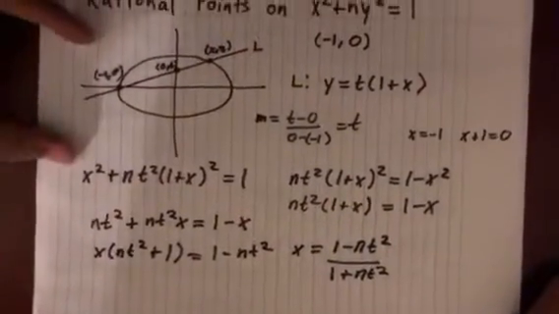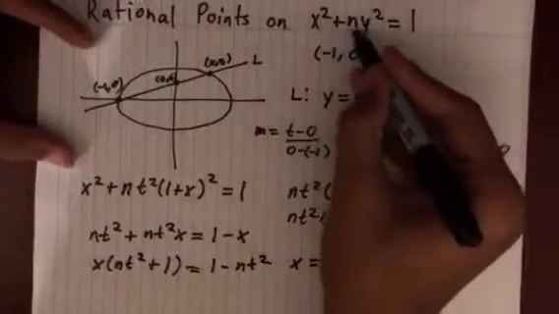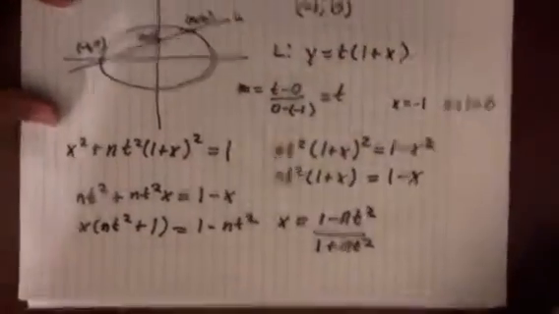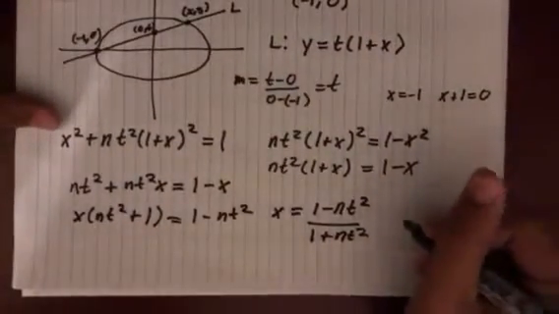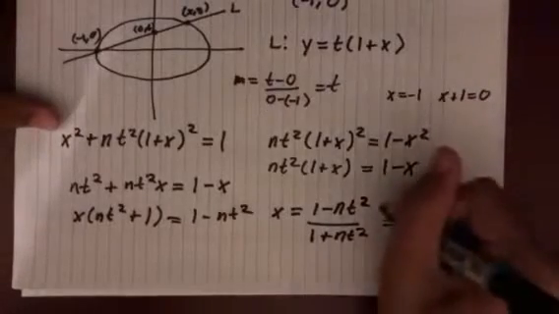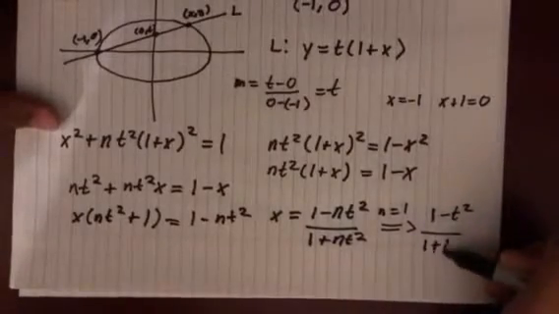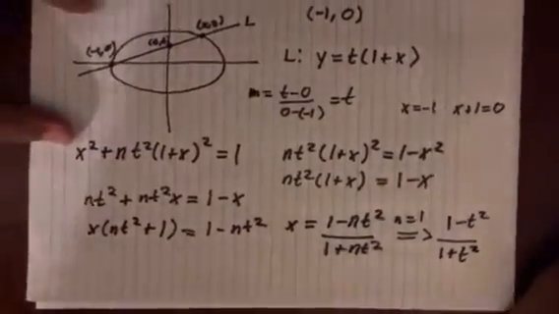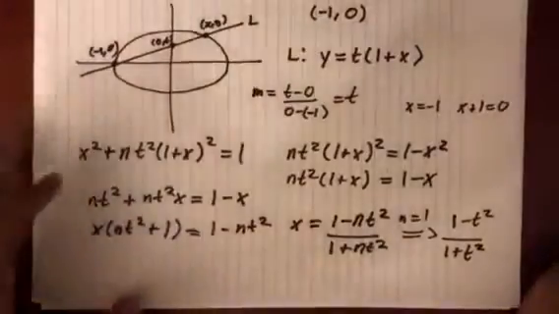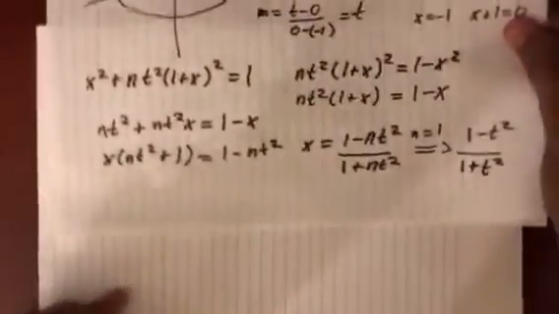And you notice that when n equals 1, we have the unit circle, and we get the familiar parameterization of (1 minus t squared) over (1 plus t squared). Okay, so then all that's left is to figure out what y is.